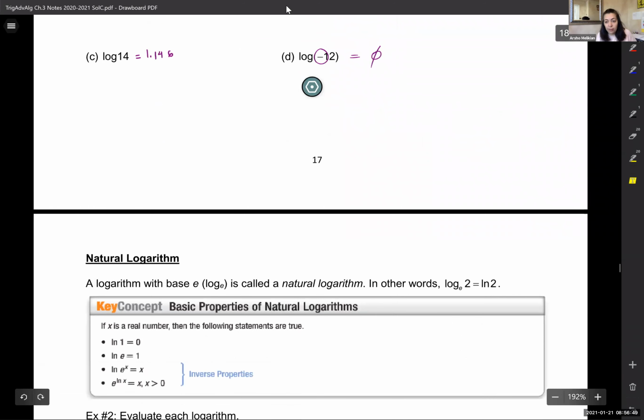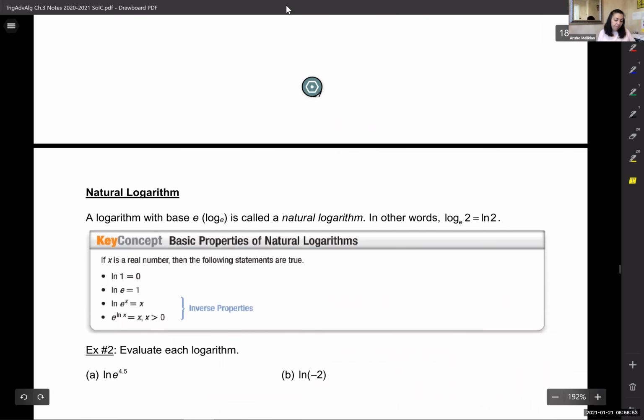Okay, so those were common logarithms. Just what we see everywhere. But what about a natural logarithm? 10 is the most common base, but there is another base that is not just common with a log. It's the soulmate of the log, right? This base and the log are just made for each other, harmonious together. That base is e. So if I have log base e of something, that is the soulmate of the logarithm. That is the natural logarithm.